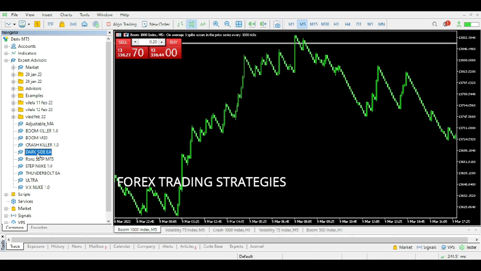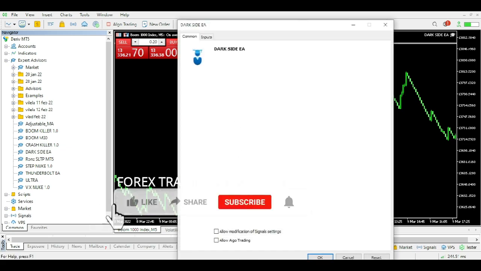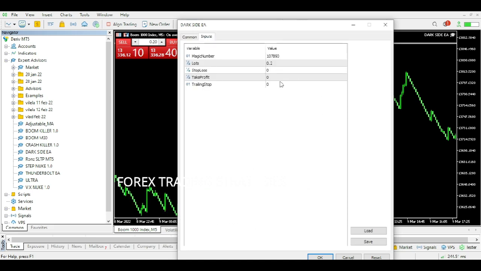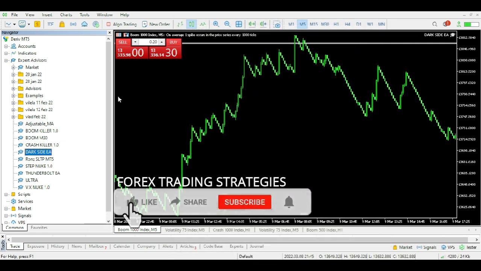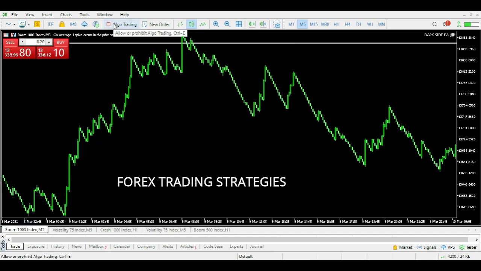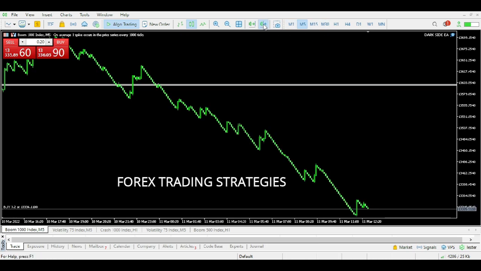Otherwise, now it's here, so we simply drag it and drop it in. That's our Darkside EA, and we go to inputs. We just leave everything at 0 for now. Otherwise, we click on OK, and we make sure that our algo trading is activated. And exciting times, let's see. But my challenge at the moment is that we are in a downtrend.